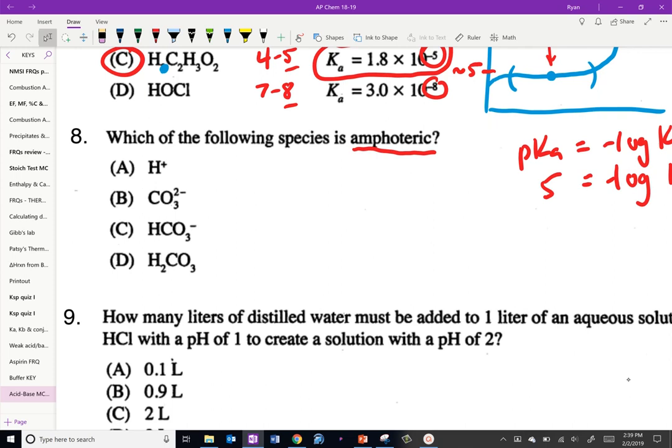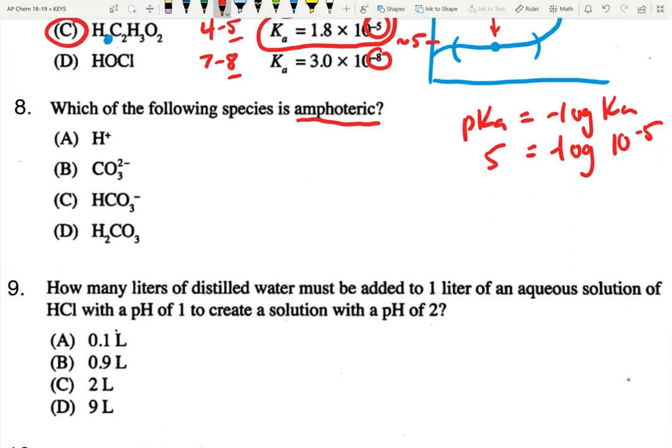So the idea that the substance can act as both an acid and a base. In our case in AP, we're most concerned about acid and base definitions, typically under the Bronsted-Lowry definitions. So it can be both a hydrogen donor, that's an acid, and a hydrogen ion acceptor or receiver. And so it's a compound that can do both jobs, an acid's job and a base's job. And we should be able to come up with an equation relatively easily to do that.